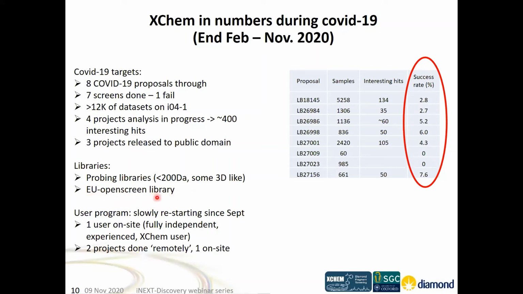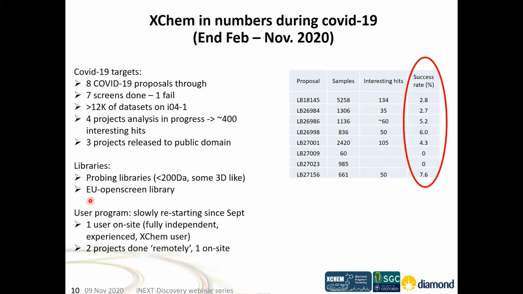Then the other library we've been testing quite heavily is the EU Open Screen library. This is a library that will be made available to the users when everything is in place on the EU Open Screen side. It's 960 fragments. And the nice thing about this, I think, is that they can provide medchem consultancies for groups that do not have that expertise and would like to have those consultancies. That's what they promise they will do.